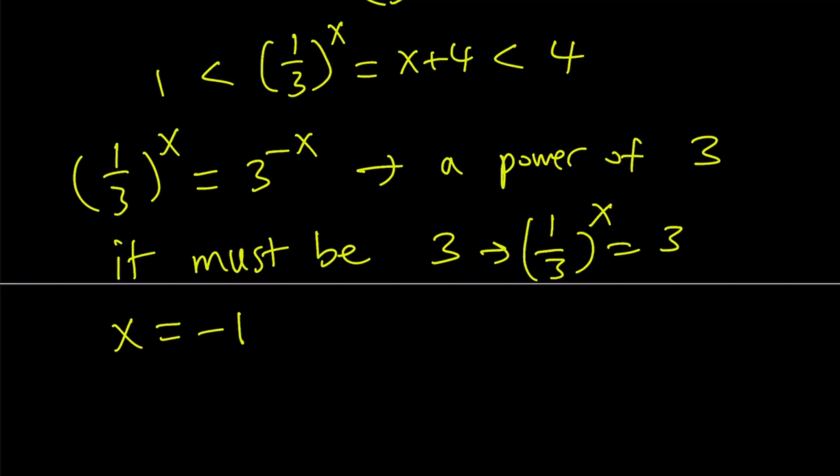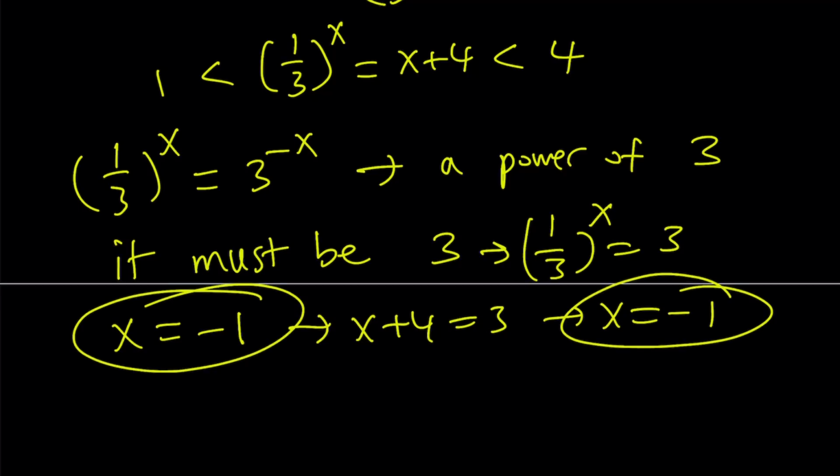But if x is equal to -1, or if 1 over 3 to the power x is equal to 3, that means x plus 4 is equal to 3, and that means x is equal to -1. Yay, they both check. Great, awesome. So x equals -1 is definitely a solution, and guess what? That is the only solution to this equation.